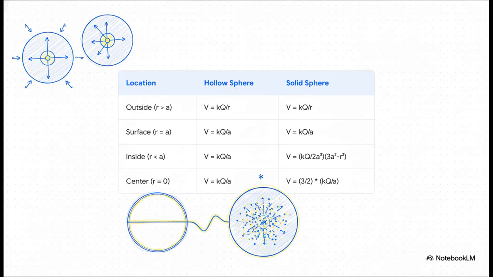This table just puts it all together beautifully. Look at this. When you're outside either sphere, they are completely indistinguishable. They both behave exactly as if all their charge was crushed down to a single point at the center. But the second you cross that surface, their true natures are revealed. The hollow sphere's potential just flatlines, but the solid sphere's potential is actually highest at its very center, 1.5 times the potential at its surface.